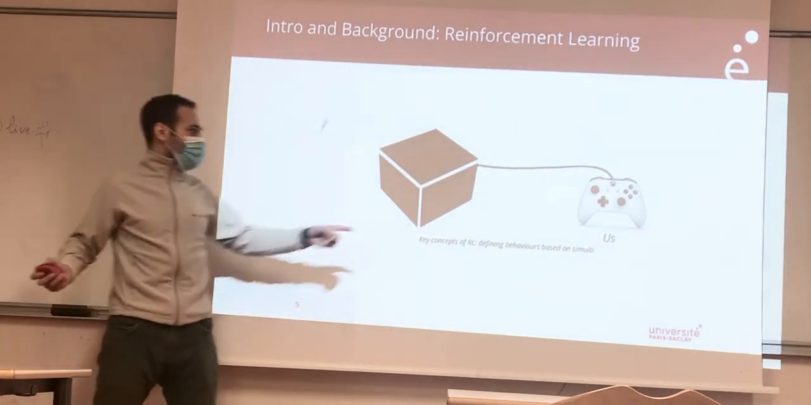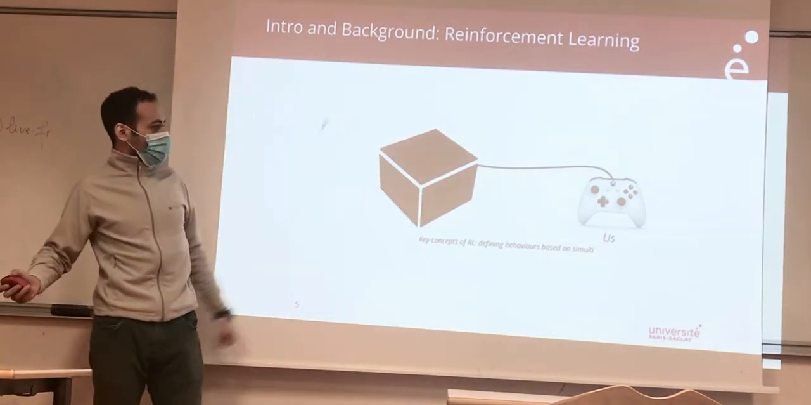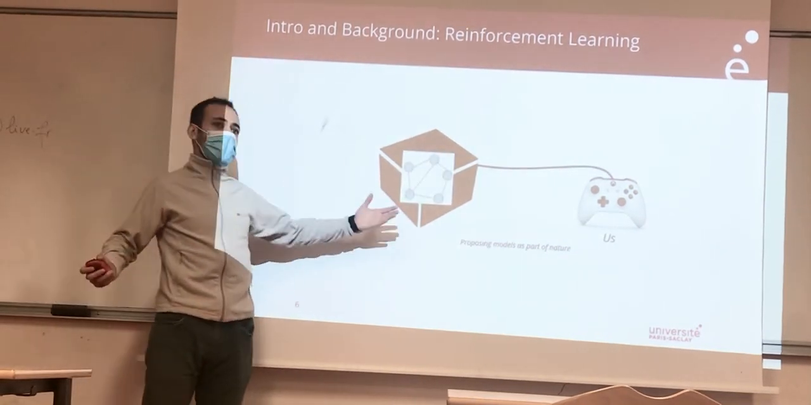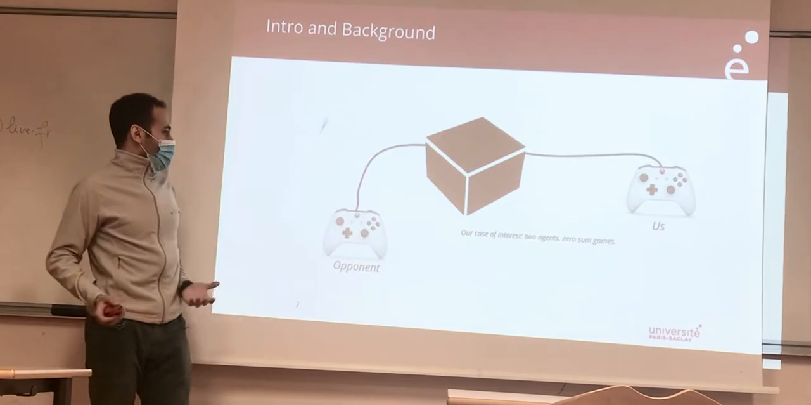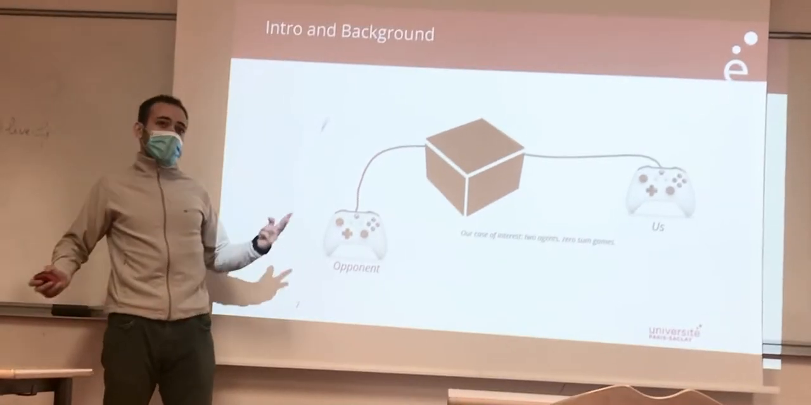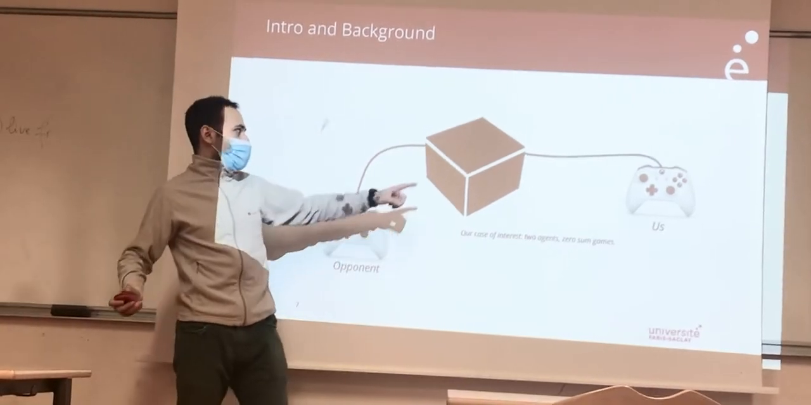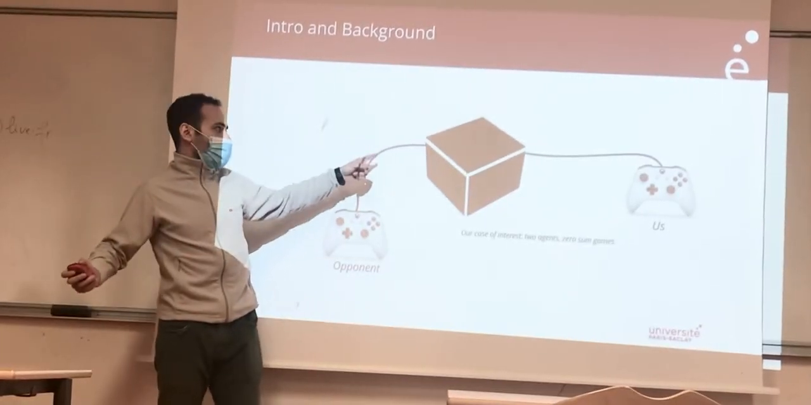Here are agents. We have a control, we interact with the system. We receive rewards. Okay, we can propose a model for the system we are interacting with. And we have an opponent. This is two-player reinforcement learning. The game is zero-sum. That means that our reward is the opposite of the opponent's reward.